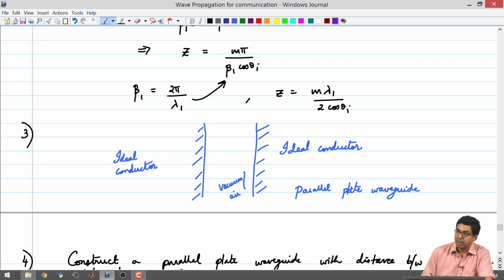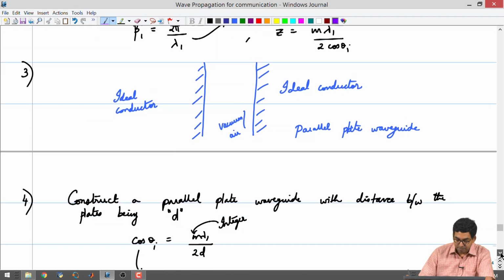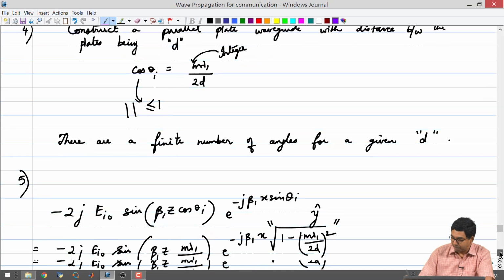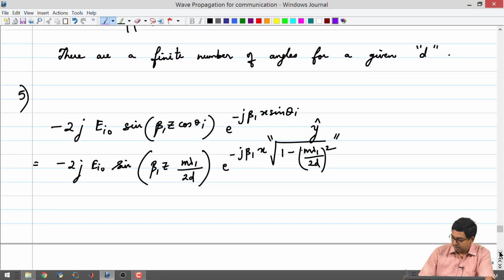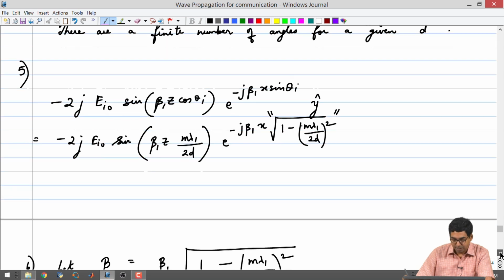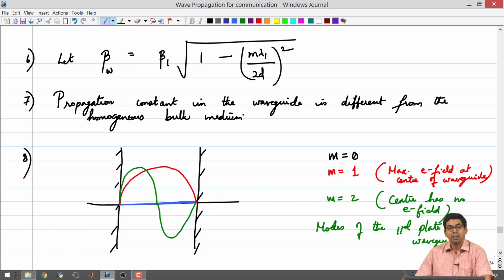Then we placed a second conductor in such a way that it won't disturb the fields which are produced by this interface with the dielectric conductor. And then we went on to derive a few parameters. First of all, we found that the number of angles at which you can launch was discrete, it was not continuous. The field patterns that emerge because of this placement of two conductors with a dielectric in between, or a parallel plate conductor, are also discrete.